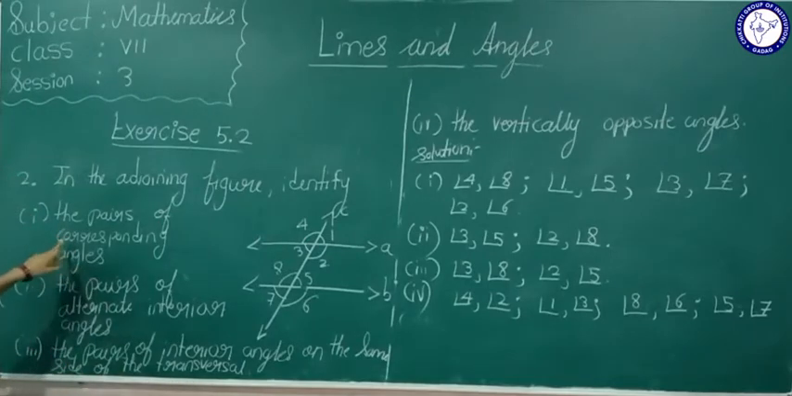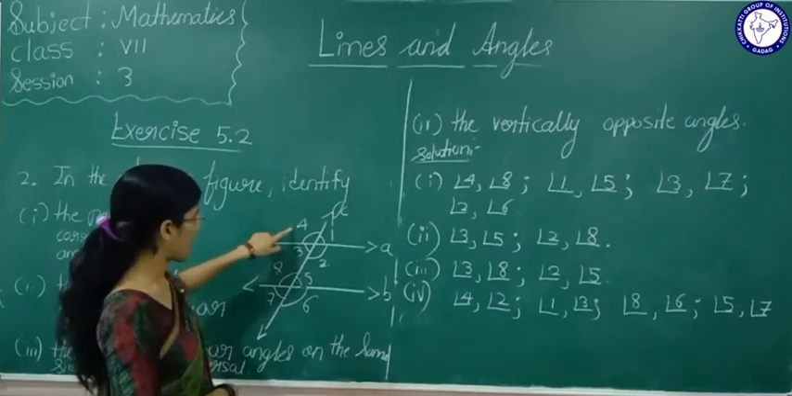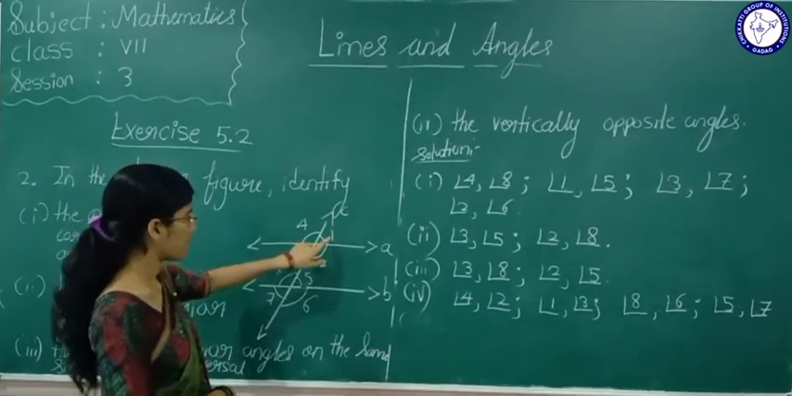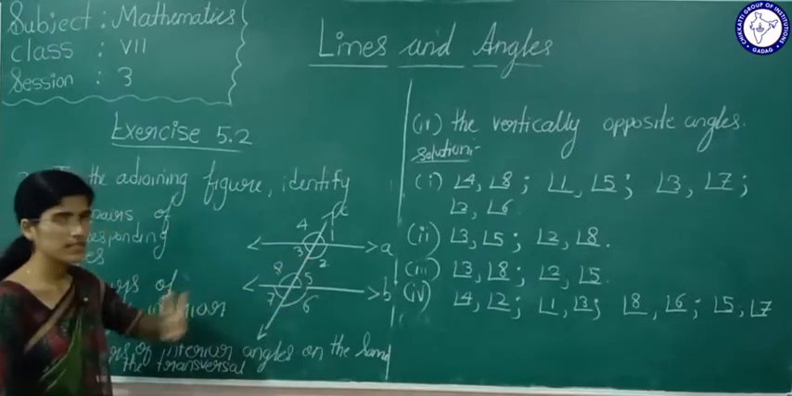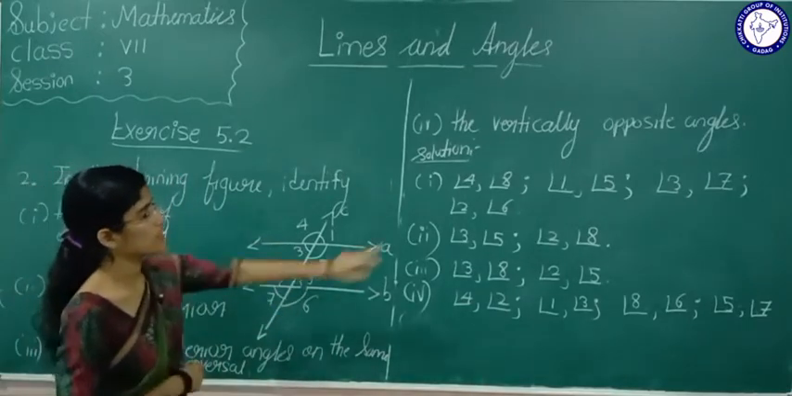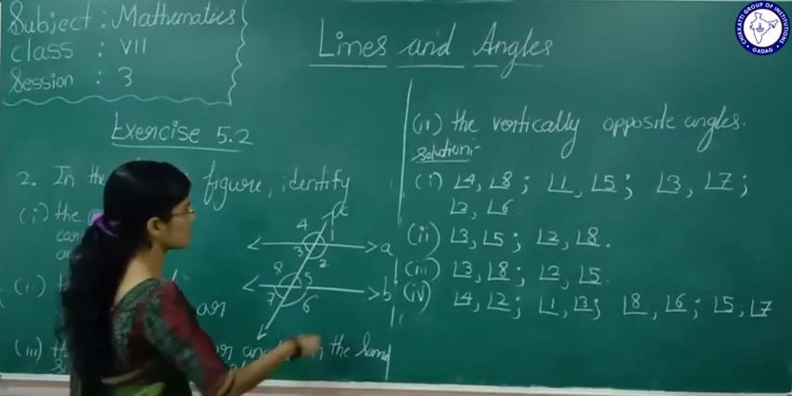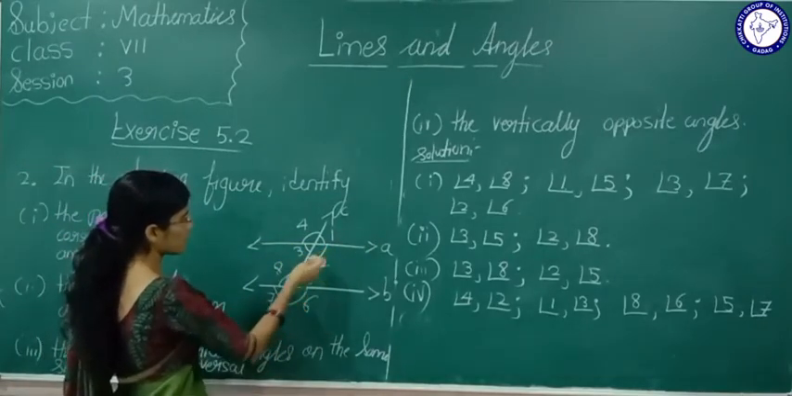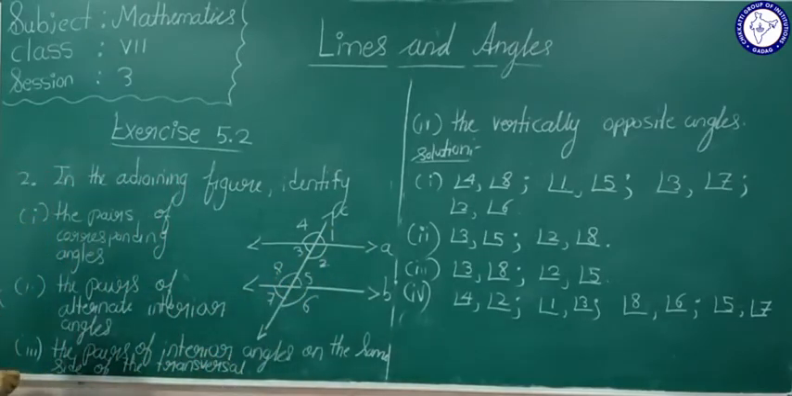Now see, one more time I will tell you. They told us to find out the pairs of corresponding angles. Which are the pairs of corresponding angles here? Angle 4, angle 8, angle 1, angle 5, angle 3, angle 7, angle 2, angle 6. These are the pairs of corresponding angles. Pairs of alternate interior angles: angle 3, angle 5, angle 2, angle 8.